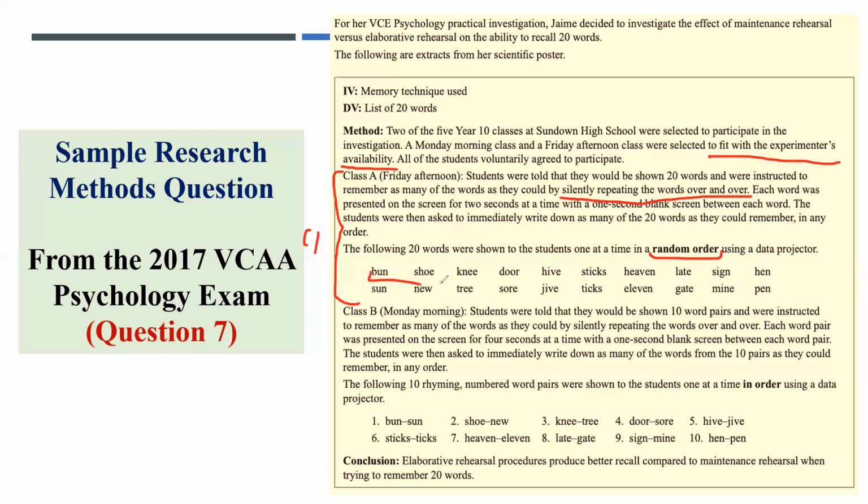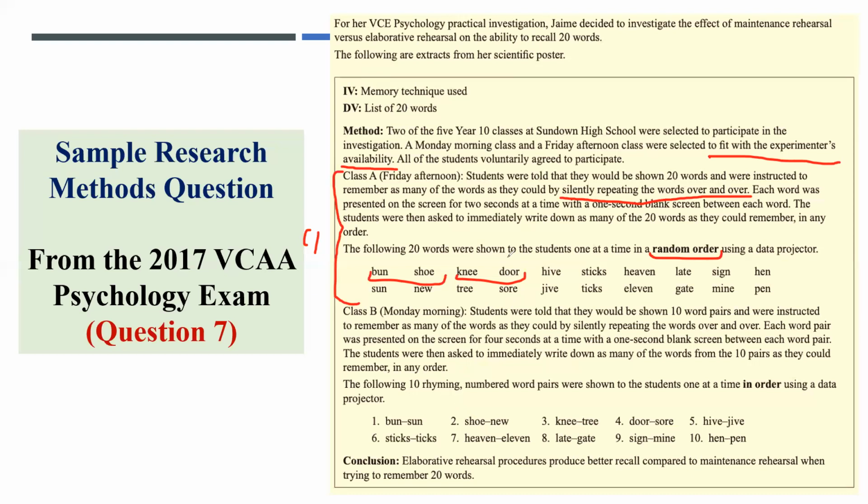For example, they say bun, shoe, knee, door. Why do you think that they would want to do that? Why are they showing these words in a random order rather than just showing them in a rhyming order like they do with the next group? Can anyone take a guess as to how doing something like that might affect the results? It's because for elaborative rehearsal, they try to make meanings out of the word. Yeah, like connections, like bun and sun rhyme. So that's how you learn. Yeah, excellent. Good work.